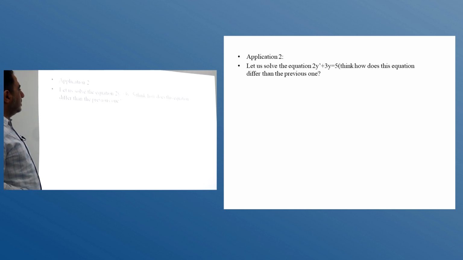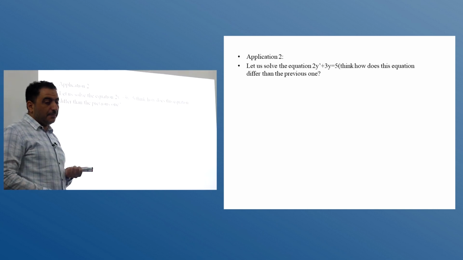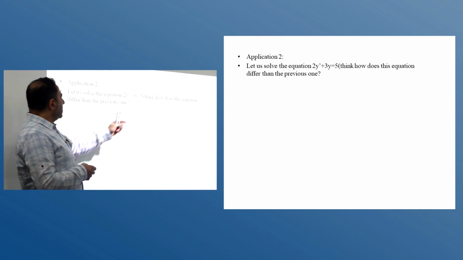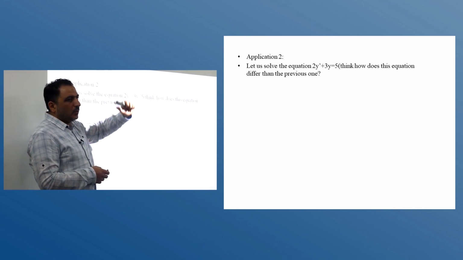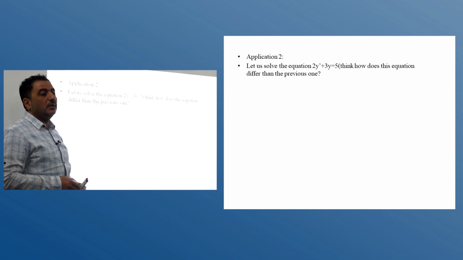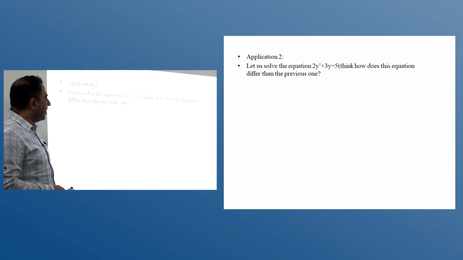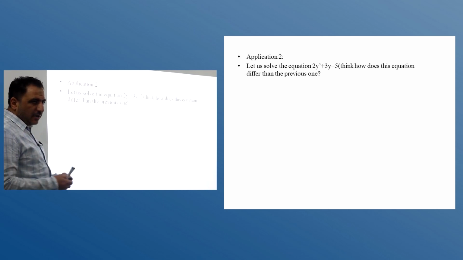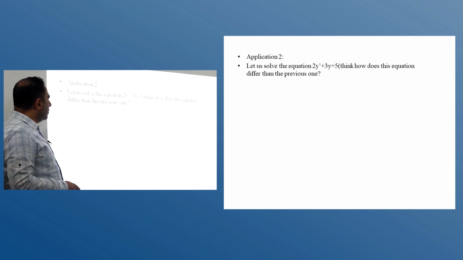Let us solve that equation. Now, how does this equation differ from the previous one? If you observe, the right-hand side in the previous equation was 0. Here, the right-hand side is 5. Now, how do we deal with that equation? Also take 5 minutes, think about it, and then continue watching the video.